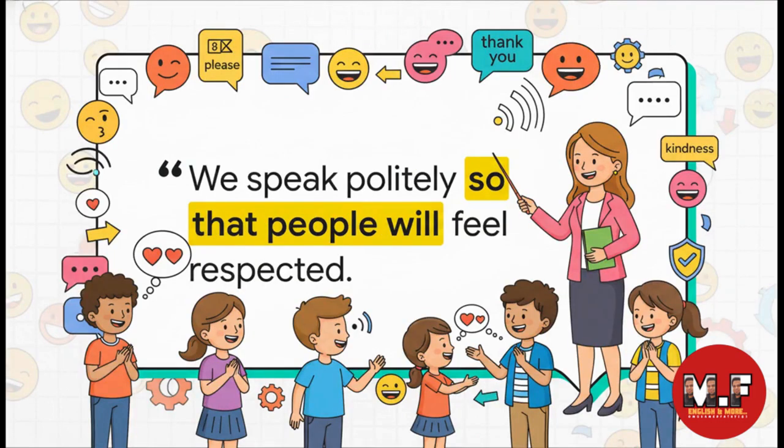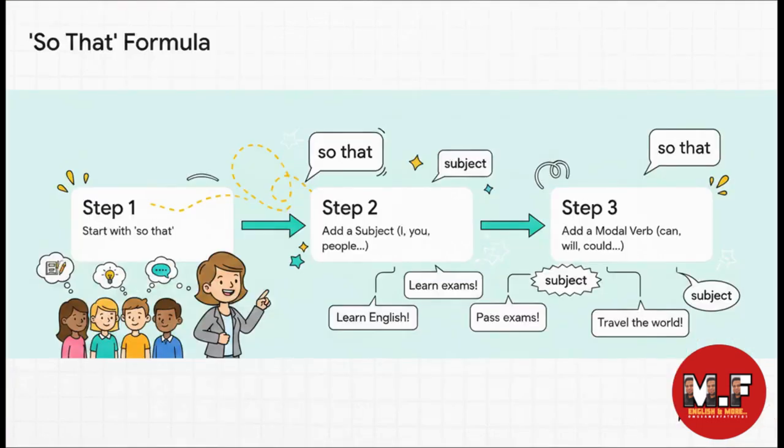And this is also awesome for explaining the effect on other people. Our action is, we speak politely. What's the result? So that people will feel respected. We're making a direct connection between our action and the impact it has on someone else. And hey, if you like easy formulas, this one is for you. It's like a recipe. After your main action, you just add so that. Then follow it with a subject, and then a modal verb like can, will, or could. It's a pattern that just works, every single time.